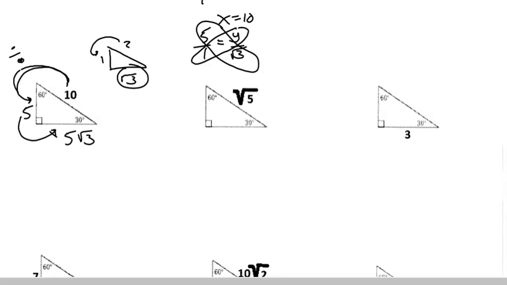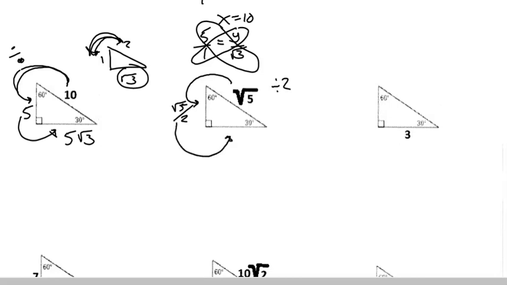Let's try another one. How do I get from here to here? It's getting smaller. Divide. What do I divide by? Remember, going here to here, you multiply by 2. Here to here, divide by 2. So this would be rad 5 divided by 2.